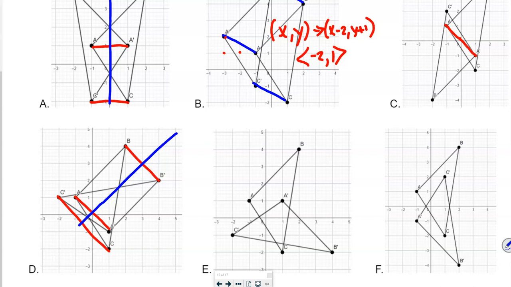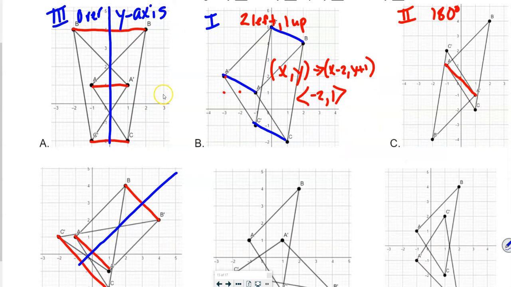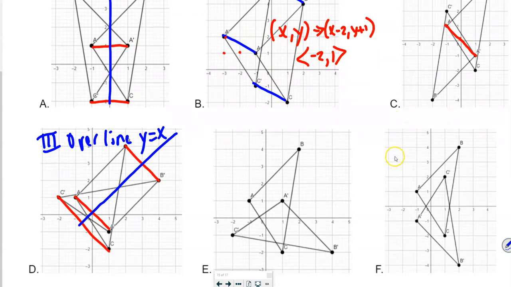And what is that line? This is a reflection. And this is what? Over the line y equals x. It's rising from left to right. Y'all notice that? Okay.